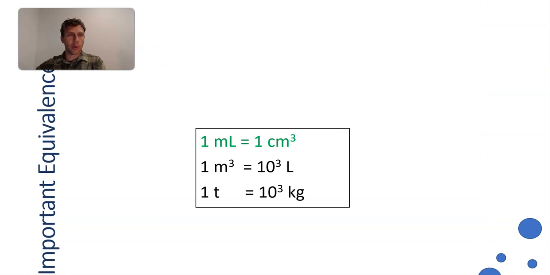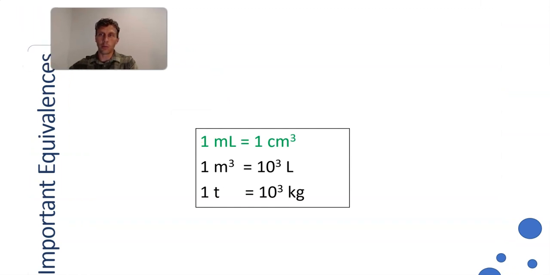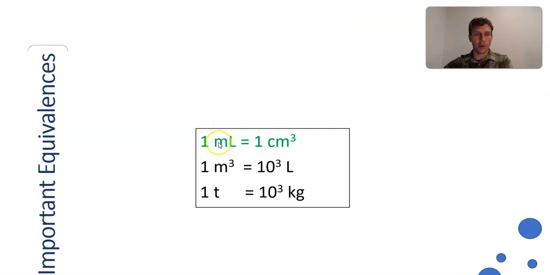There are also some important equivalences that we use a lot. We should understand that a milliliter is the same as a cubic centimeter. So a dirt bike might have its motor size measured in cubic centimeters, or cc's, and 100 cc's is the same as 100 milliliters. A cubic meter is equal to 10 to the 3 liters, or 1,000 liters. And 1 metric ton is equal to 1,000 kilograms. So those are some important ones to keep in mind as well.